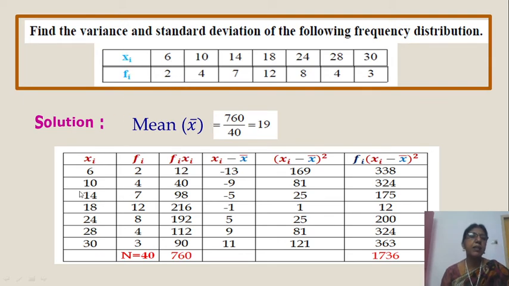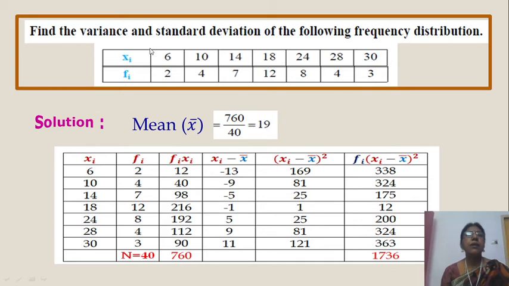First frame the table. Xi's, fi's. Then fi into xi. 6 into 2, 12. 10 into 4, 40. Like this. Fill all these columns. Sigma fi xi is, add all these columns. Summation of sigma fi xi is 760. This is 760. So what is mean? X bar is equal to sigma fi xi by n. N means sigma fi. So sigma fi xi is 760 by 40. The mean x bar is 19.